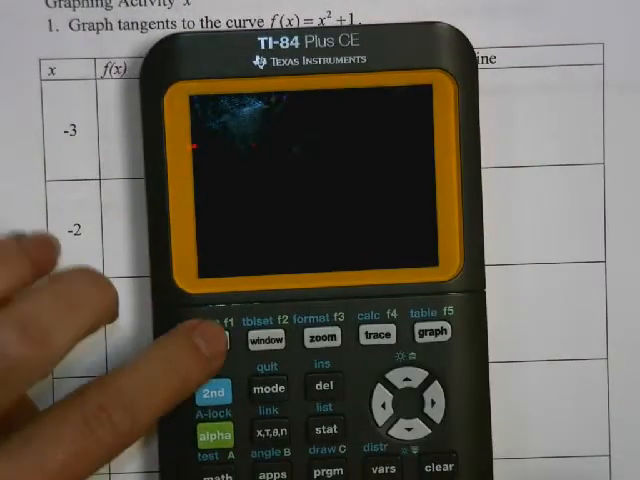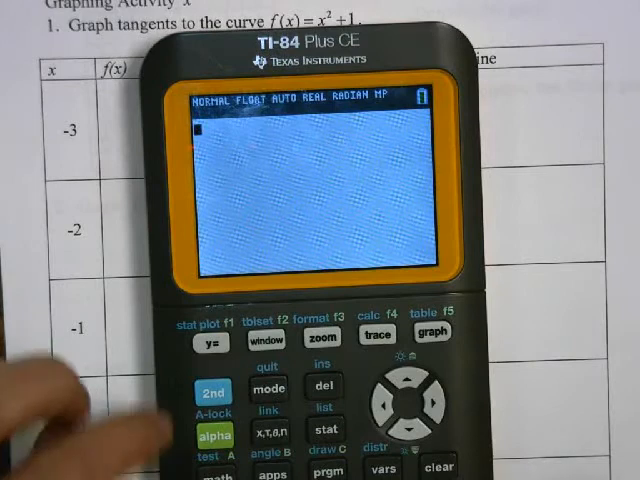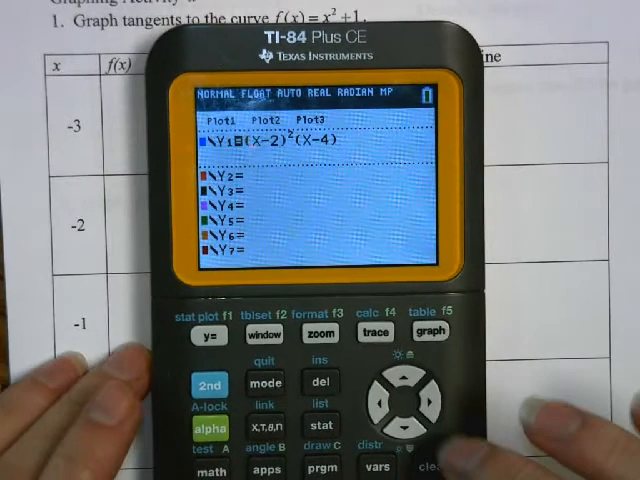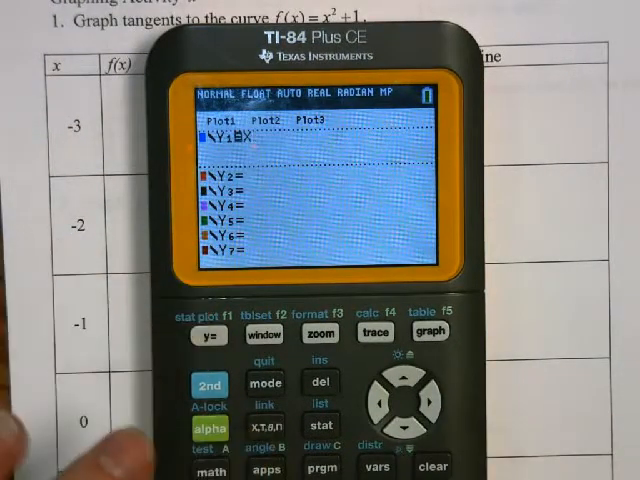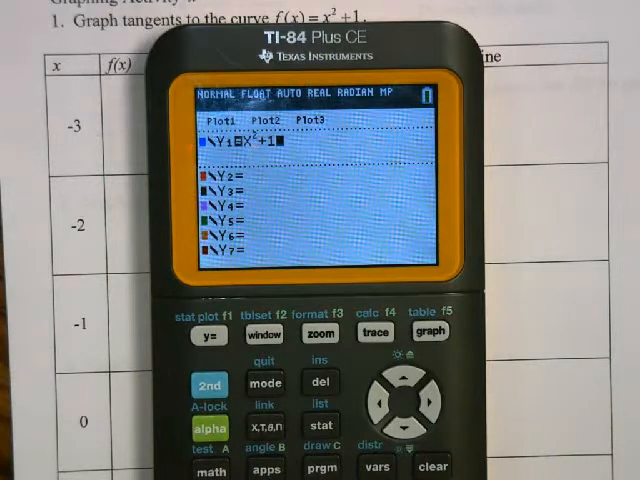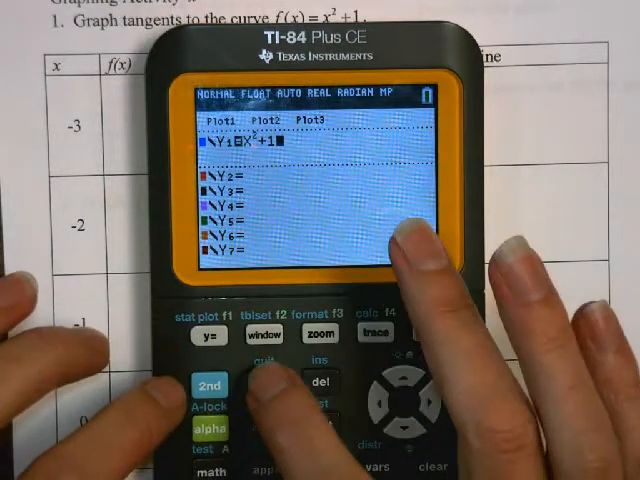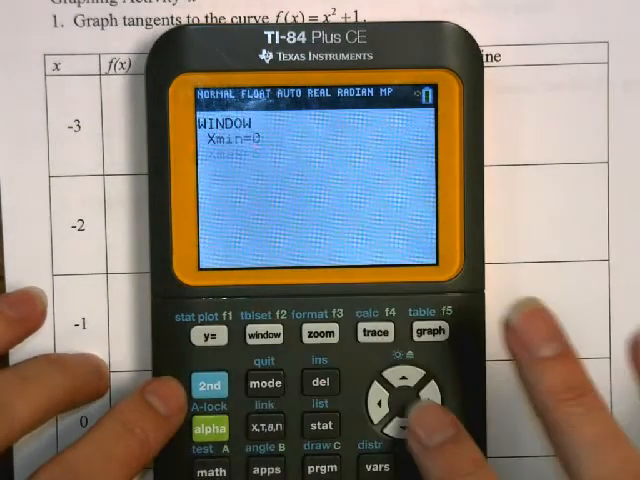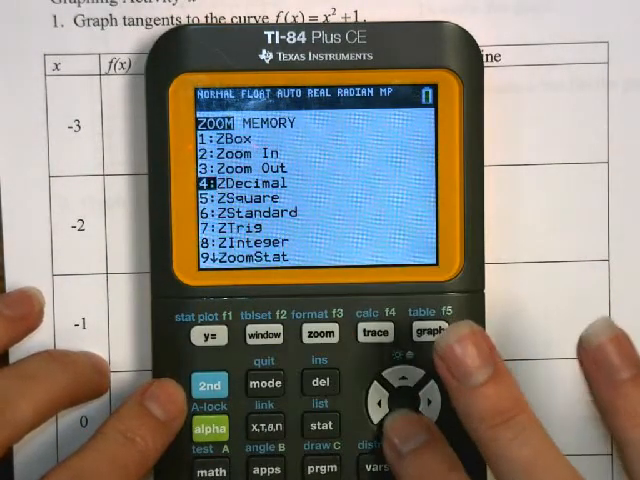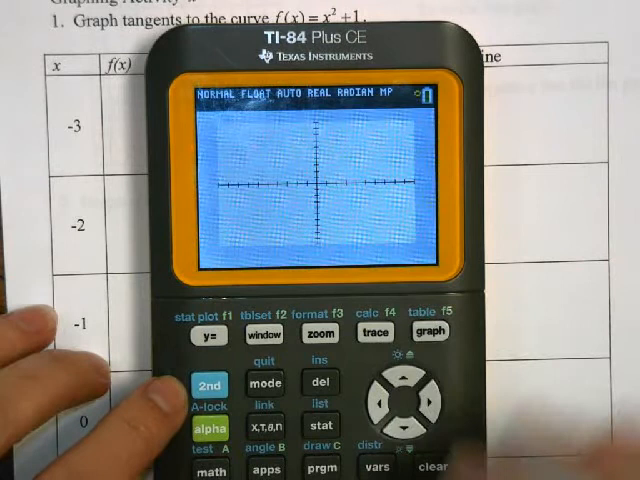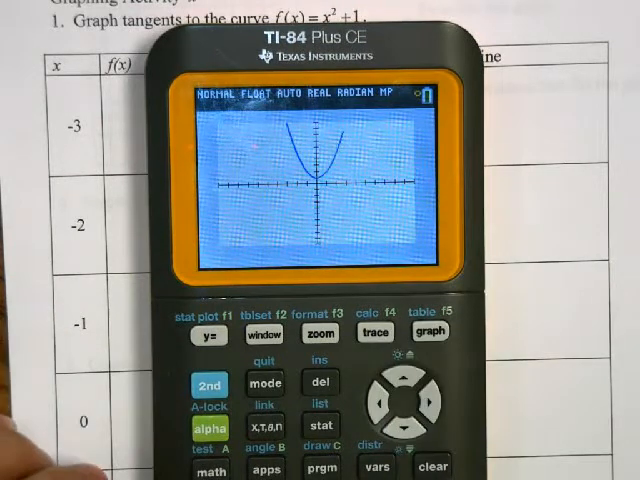So first thing we're going to do, we're going to let the calculator help us out with this. So we're going to go to y equals, and we're going to put in x squared plus 1. Okay, a standard window is fine. Okay, there's our parabola. No surprises there.